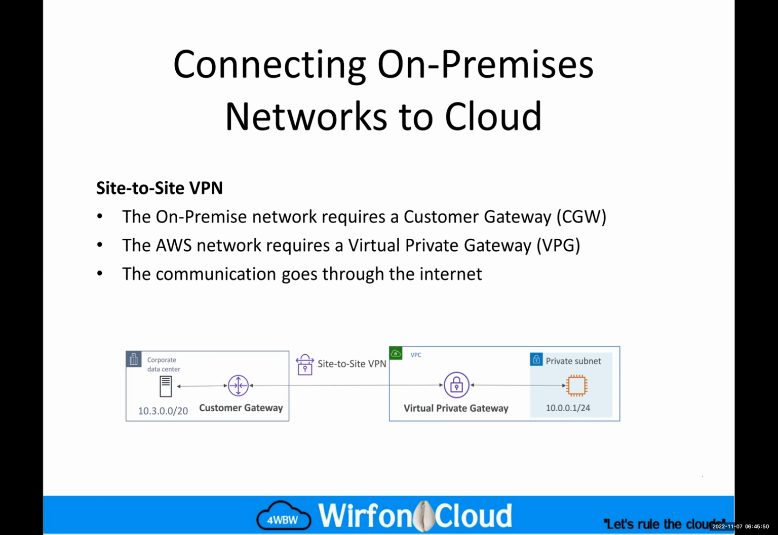In order to do that, what is called a virtual private gateway has to be attached to your VPC, and in your corporate data center, you have to attach what is called a customer gateway. This is what is used to establish the site-to-site VPN, and the route tables at each location help to determine how to route traffic to the other network.